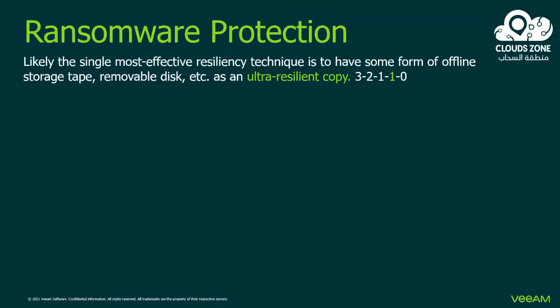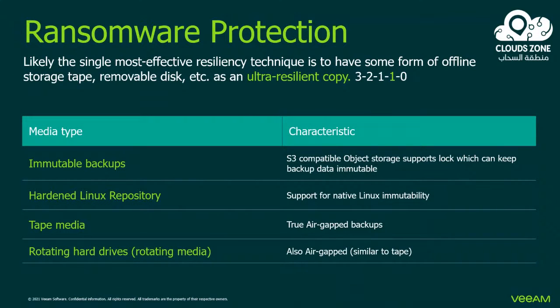In order to be protected from ransomware attacks, the main thing you should consider is to have at least one ultra resilient copy of your backup. What does ultra resilient copy mean? It means that this backup file is protected from ransomware attacks, by being stored either on an immutable backup repository, so you can utilize an S3 compatible object storage, or a Veeam Hardened Linux Repository, which would be any Veeam Linux repository that can be configured as an immutable backup repository. So the backup stored on this repository would be immutable and protected. Or you can store it on air-gapped storage, which means removable media like tape media or rotating hard drives.